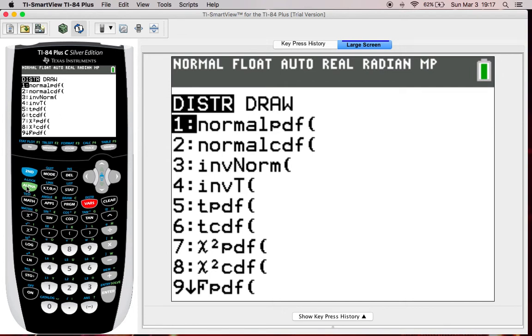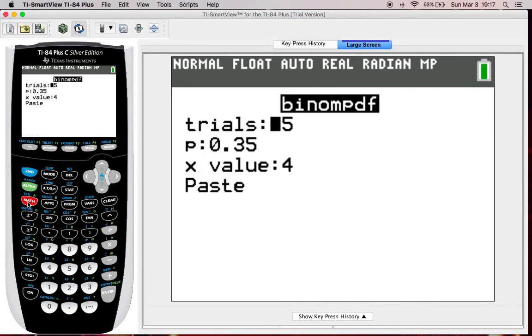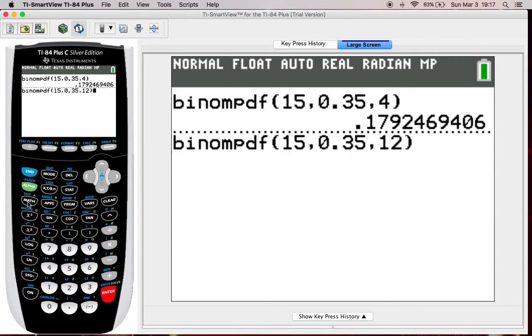And I know that Binompdf is letter A. So I'm going to hit this alpha button, and then right below it in green I have an A here. I'm going to hit that, and it's going to pull me straight into my Binompdf menu. Now with this, my trials are going to stay the same. I'm still looking at 15 trains. The probability of a train being late is still the same. The only thing that's going to change is the number of late trains. So 3 on-time trains means 12 late trains. So the x value that I'm interested in is 12. So I'm going to paste that in.